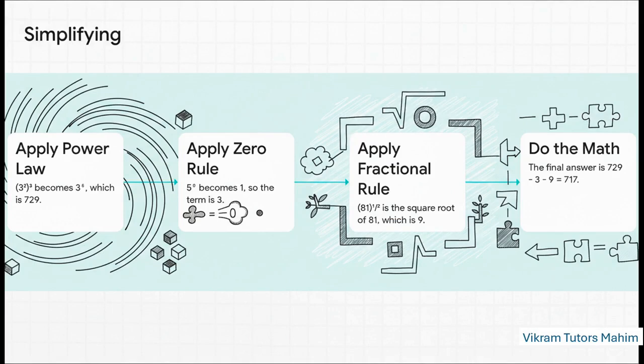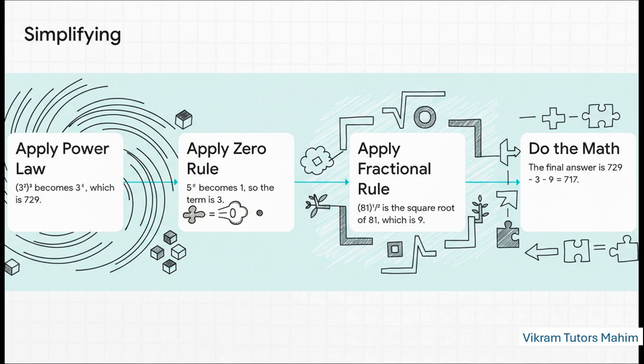So first, that 3 squared cubed, that's our power law. 2 times 3 is 6, so we get 3 to the 6th, which is 729. Okay, next piece. That 5 to the 0, that's our 0 rule. Anything to the power of 0 is just 1. Easy. And finally, 81 to the power of a half, that's a fractional exponent, which just means the square root of 81, which is 9. Now, you just do the basic math, and that whole scary expression just boils down to 717.